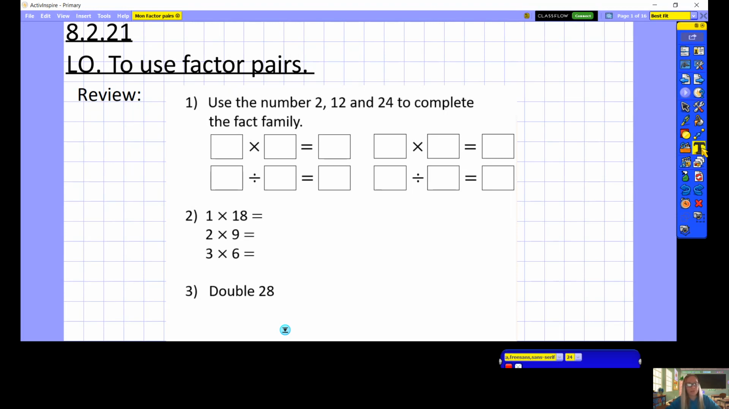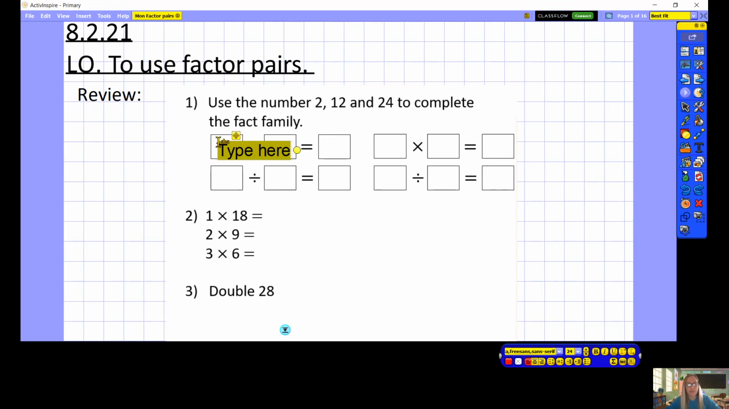Okay, so we'll start with our review today. Can you review these 3 questions, starting with using the numbers 2, 12 and 24 to complete the factor family, so 2 multiplications and 2 division questions. Question 2, 1 times 18, 2 times 9 and 3 times 6, and then number 3 is double 28. Pause the video while you have a go at these.